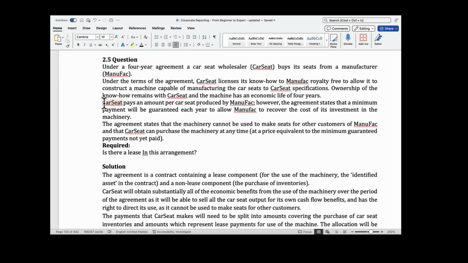Car seat pays an amount per car seat produced by manufacturer. However, the agreement states that a minimum payment will be guaranteed each year to allow manufacturer to recover the cost of his investment in the machinery. The agreement states that the machinery cannot be used to make seats for other customers of manufacturer, and that car seat can purchase the machinery at any time at a price equivalent to the minimum guaranteed payment not yet paid. Is there a lease in this arrangement? Okay, this one is not so straightforward.